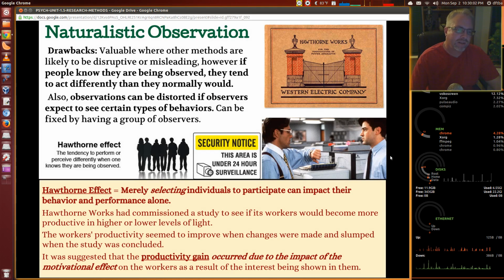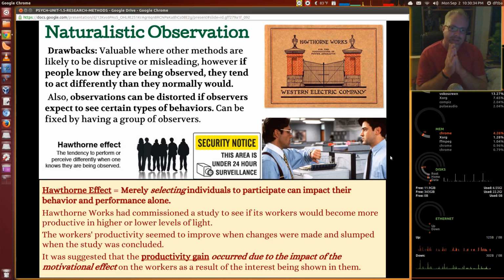Let's look more at naturalistic observation. There are definitely some drawbacks. The first is it's valuable where other methods are likely to be disruptive or misleading. If you go into a workplace and say, okay, we're going to do an experiment here to see how well you can improve your productivity, people are going to know about that, and it might be strange. There are other ways you could come in and try to control that, but you control it so much you don't even know what the natural working conditions were like.